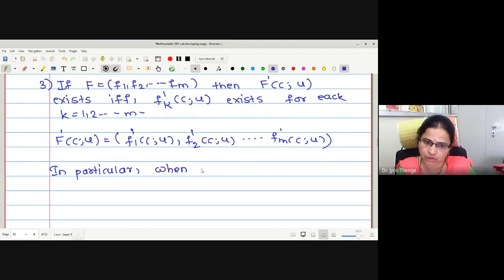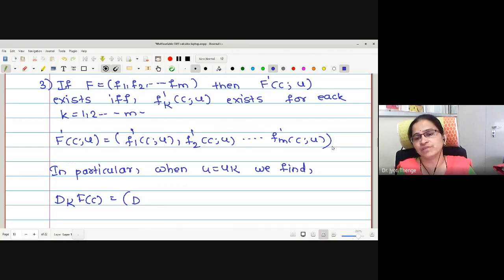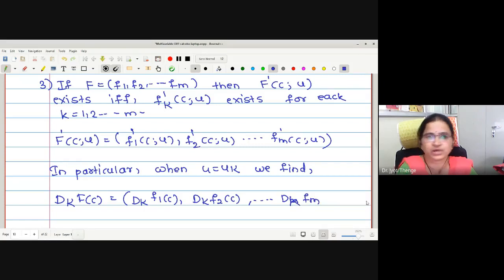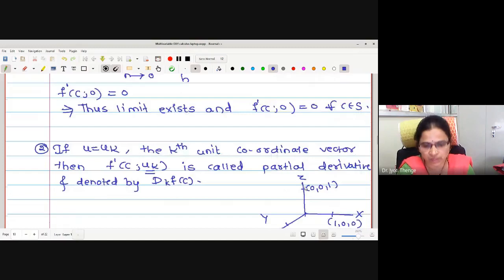Or also one can say, in particular, when u is equal to uk, as we have just seen, this directional derivative becomes the partial derivative, dk F at the point c, and it is obtained from the partial derivative of every coordinate function: dk f1 at the point c, dk f2 at the point c, similarly dk fm at the point c. This is what we have about the derivatives and the important remarks.